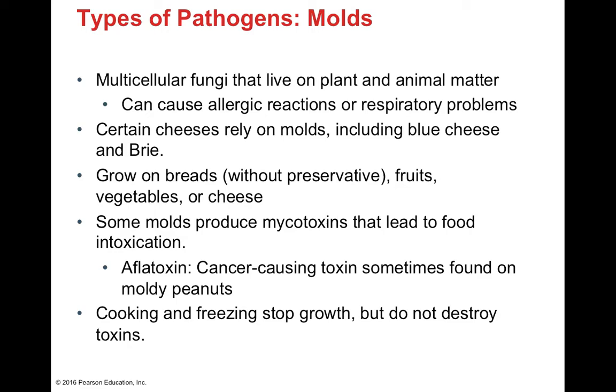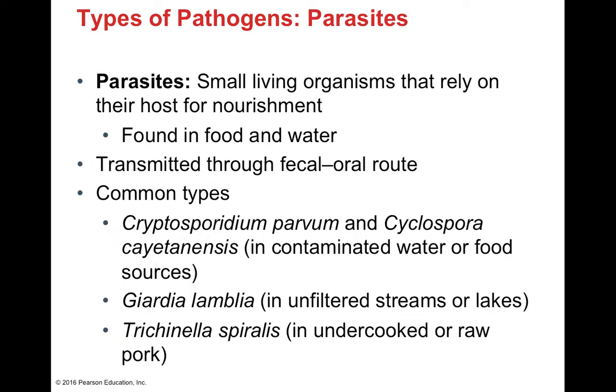And we also know that particular molds can cause food intoxication. A specific type of mycotoxin can cause food intoxication. An example of that is aflatoxin, which can be found on moldy peanuts. And we do know that if you cook or freeze, you can stop the growth of these particular molds, but that's not going to destroy the toxins. The toxins are still going to be present in whatever it is that you're consuming. So you want to pretty much avoid anything that has mold on it altogether, unless it's something that we already know how to utilize in our food sources.